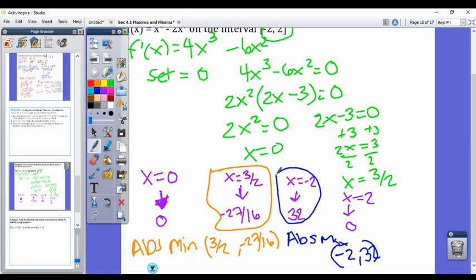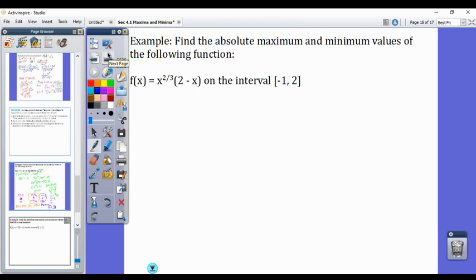Okay, so let's do another one. Okay, find the absolute maximum. All right, so for this one, we have the product rule. So what I have to do is take the derivative of the x to the 2/3, so that's going to give me 2/3 x to the negative 1/3 multiplied by my original 2 minus x. And I'm going to add that with x to the 2/3 times the derivative of the 2 minus x portion, and that's just going to be negative 1.